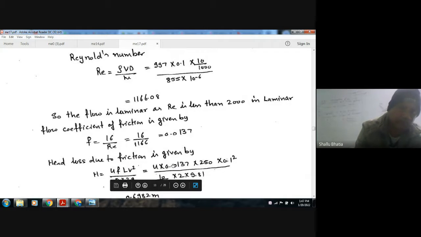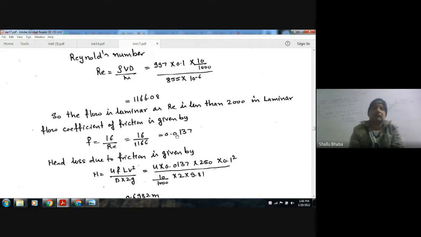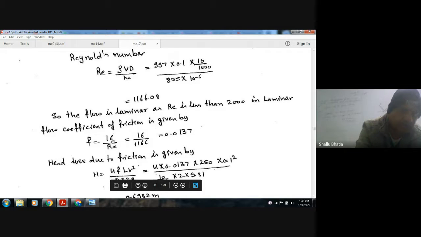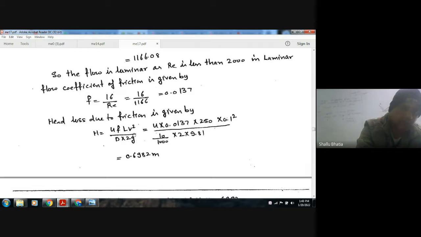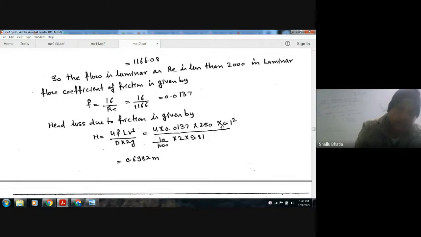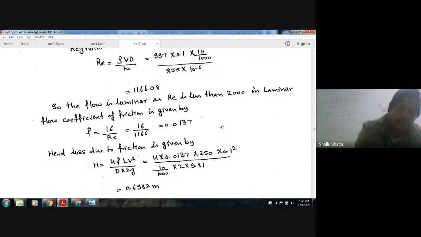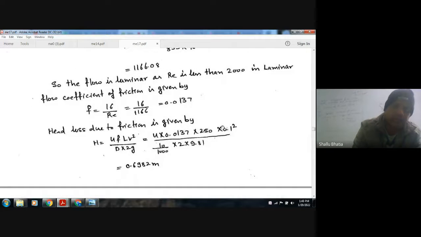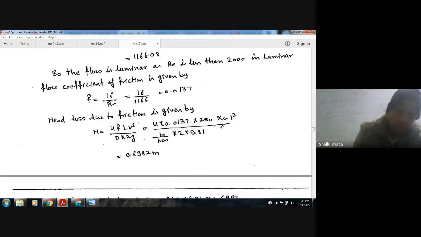When the flow is laminar, the friction coefficient is given by 16 by Re, and Re is 1166, so f is 0.0137. The head loss due to friction, for both laminar and turbulent flow, is 4 f L V squared divided by 2 g D. Putting the values, L is 250, V is 0.1, and D is 10 mm, we can find the head loss as 0.69.